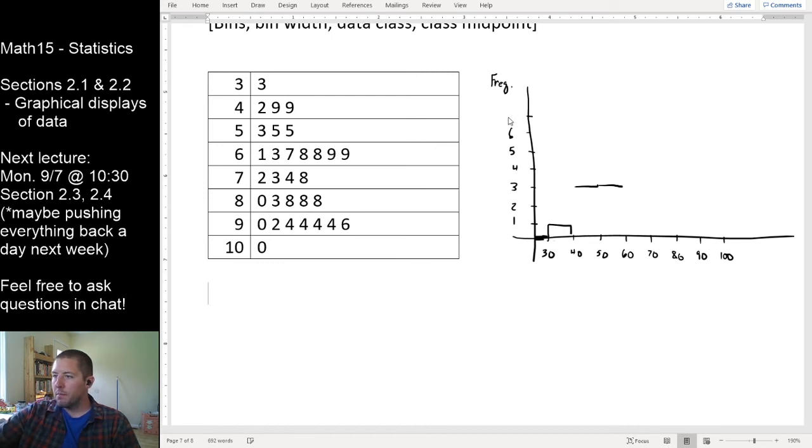Oh, I need another tick. How many people scored from 70 to 80? Here's my 70s to 80s. There's four of them.